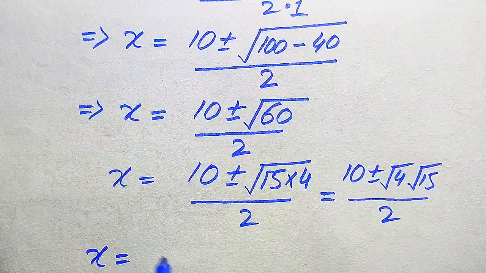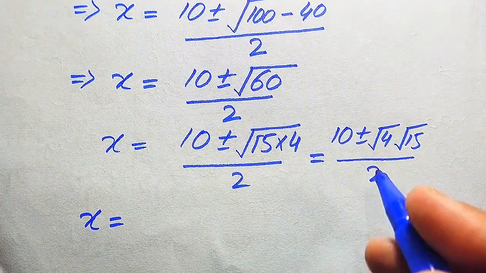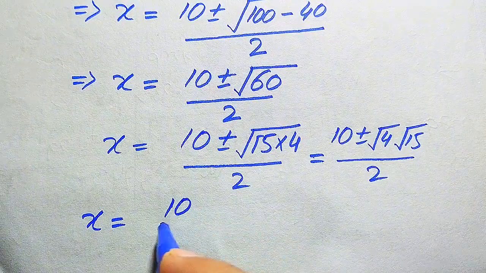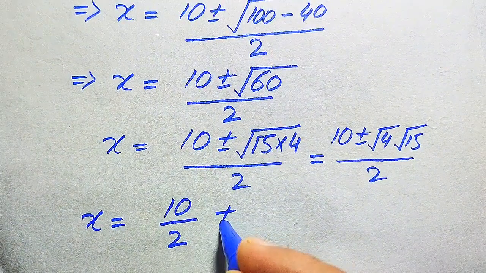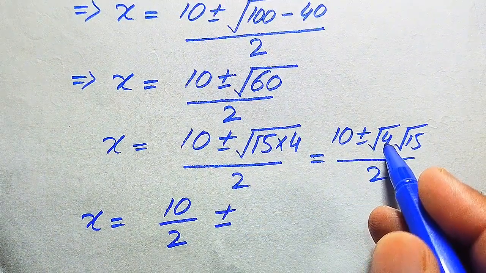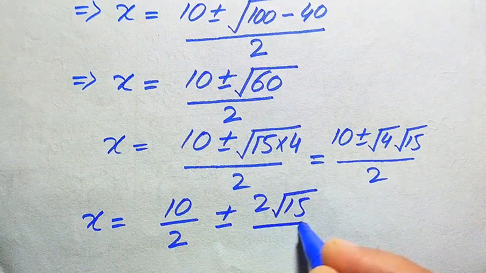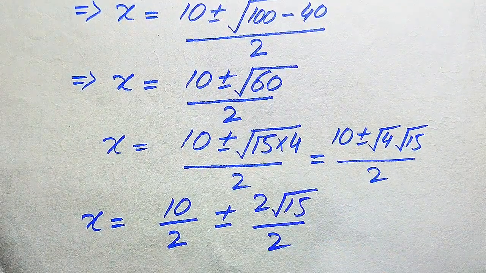So further in the next step, we need to break this fraction, and we apply this 2 separately on both of these two values, and it will be written as 10 divided by 2 plus minus. Here we know that square root of 4 becomes 2 times square root of 15 divided by 2.